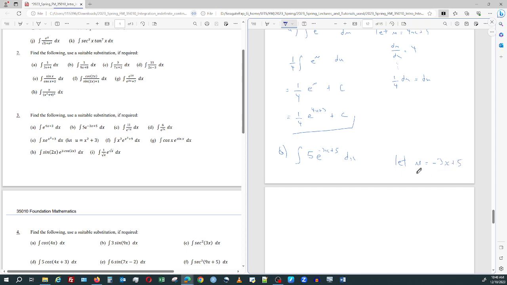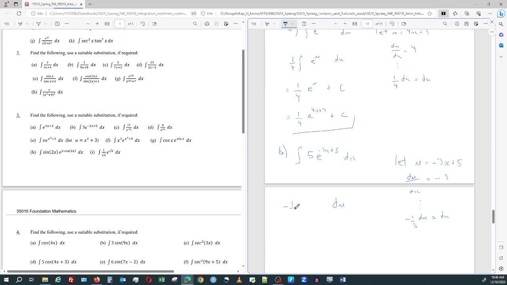So the derivative du dx is equal to minus 3. So after some manipulation, we get minus 1/3 du equals dx. Is it up there? Yes, it is. So we're going to substitute out the dx with the du and minus 1/3.